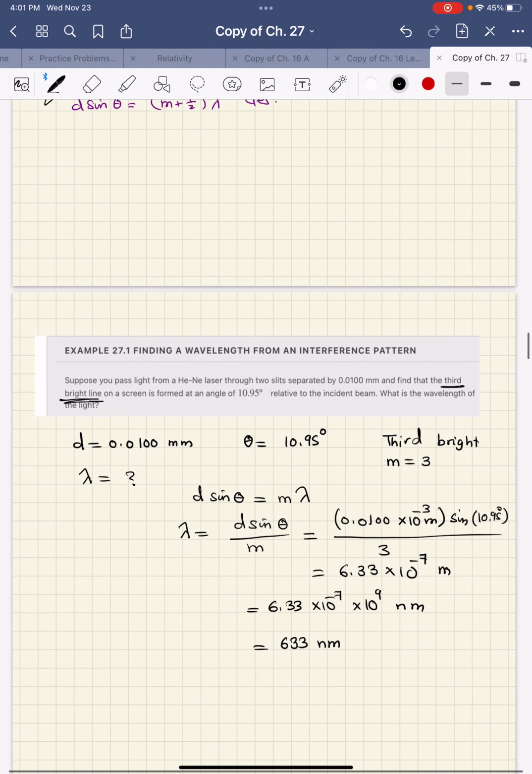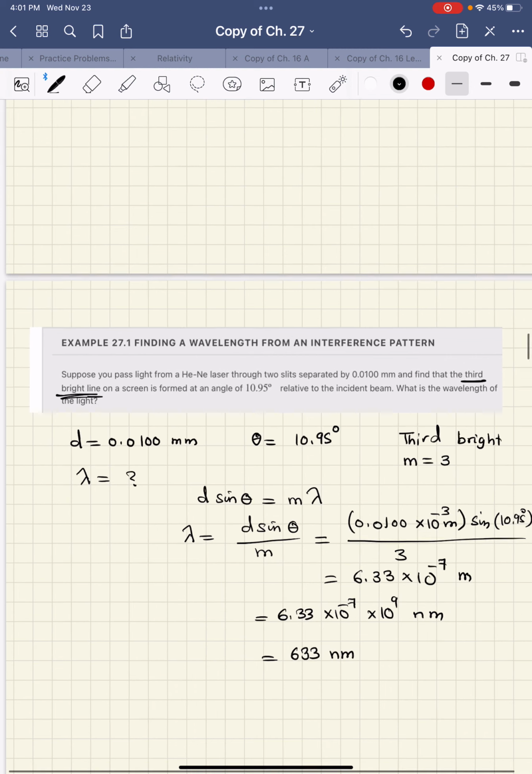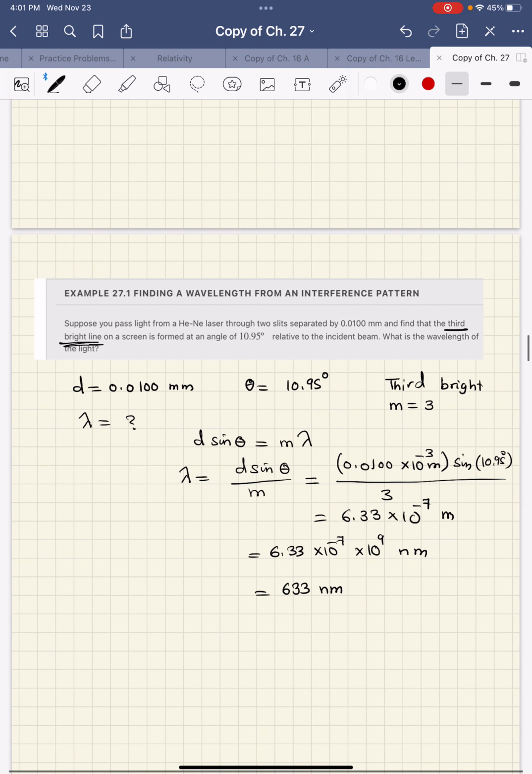For example, if we look here, suppose you pass light from a helium neon laser. It's a common practice to use laser because it will not diverge, through two slits separated by 0.0100 millimeter, and find that the third bright line on the screen is formed at an angle of 10.95 degrees relative to the incident beam. What is the wavelength of the light?